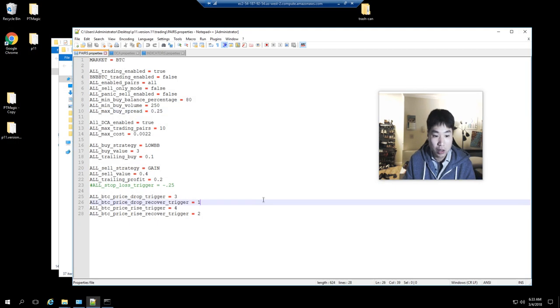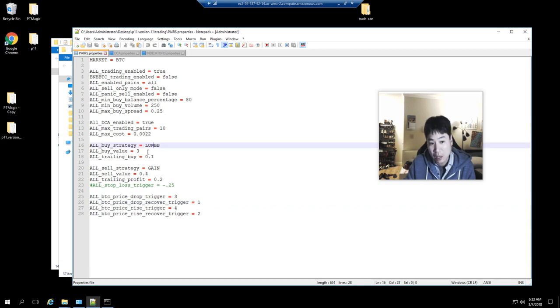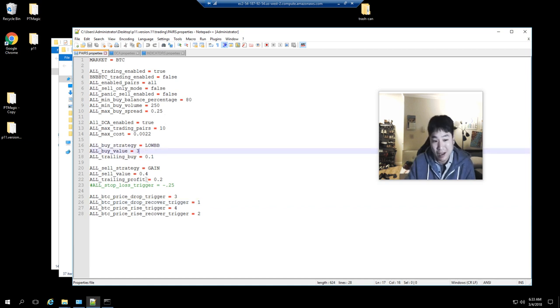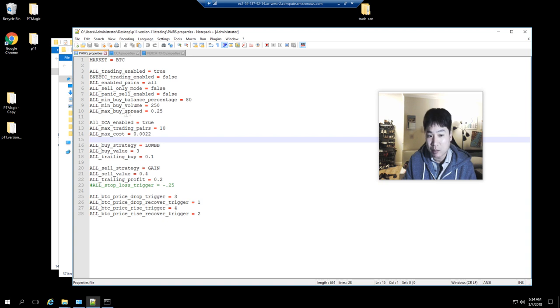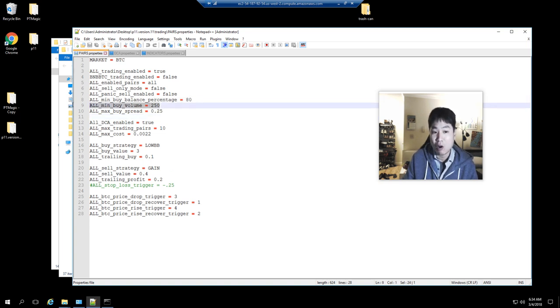Here we go, LOWBB strategy. So right now, my LOWBB could be set to 0, but I have it at 3. It's 3% in the LOWBB, and trailing buy is at 0.1. Also, I have max buy spread at 0.25 as well, and I think that might be helping me out, but I'm not 100% sure. My buy minimum is at 250, which I haven't changed too much.